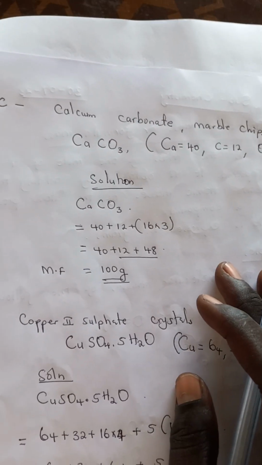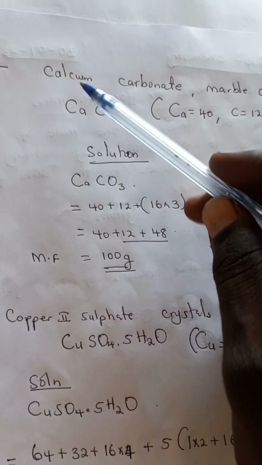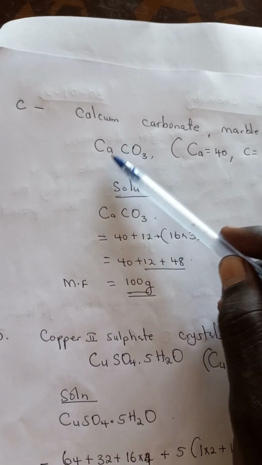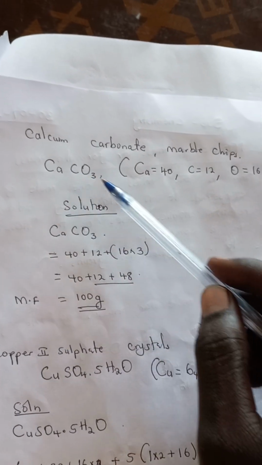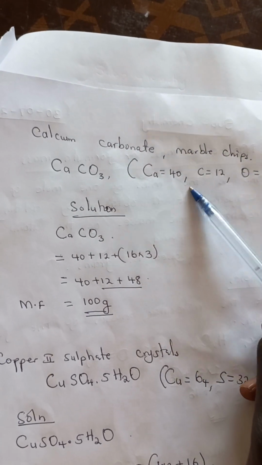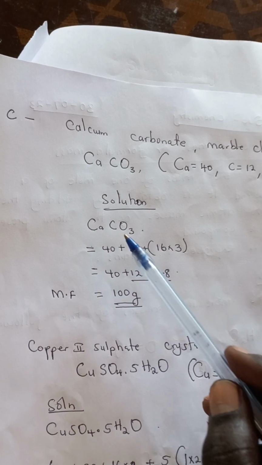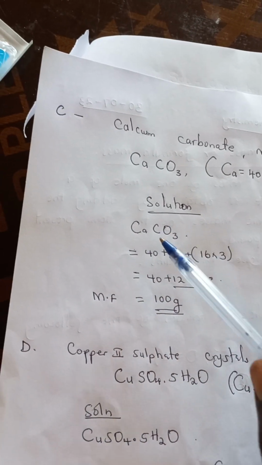So the next example is going to be the formula mass of what we call the marble chips. The marble chip is the one we commonly know as calcium carbonate. The correct formula of calcium carbonate is CaCO3. Calcium has the relative atomic mass of 40, carbon 12, oxygen 16. Solution: the correct formula of calcium carbonate is this.